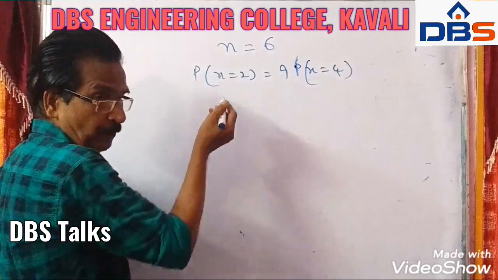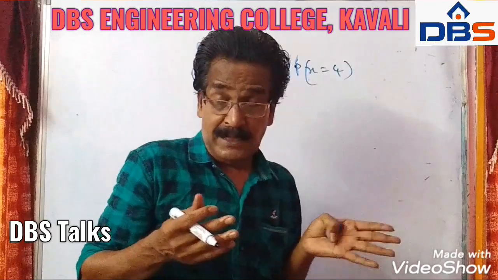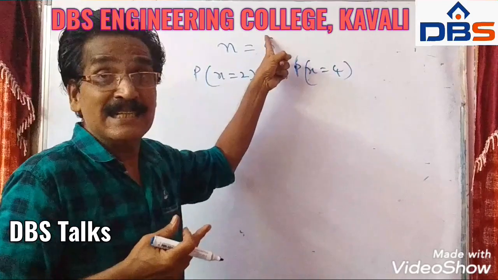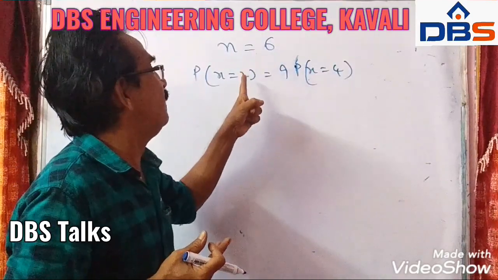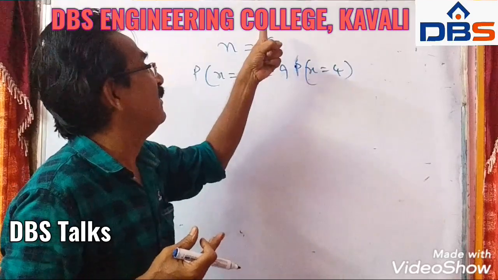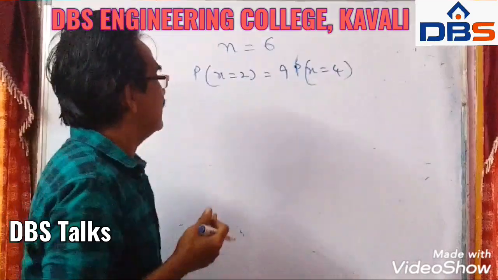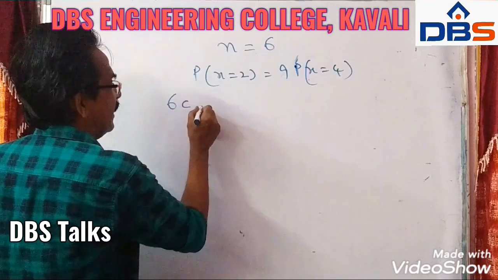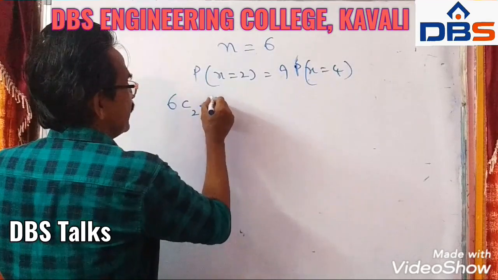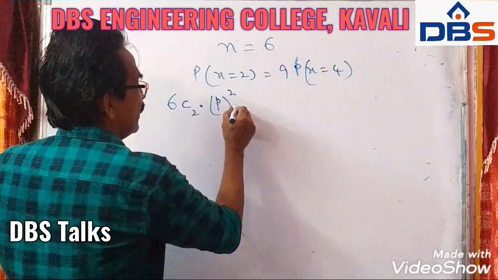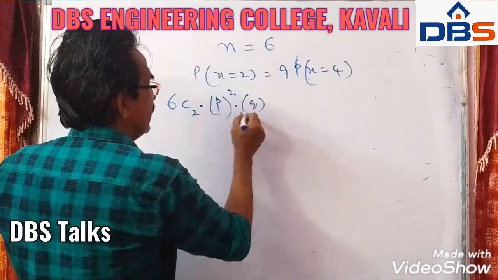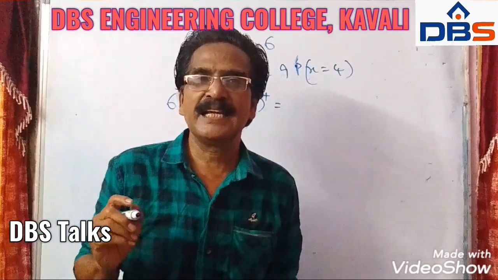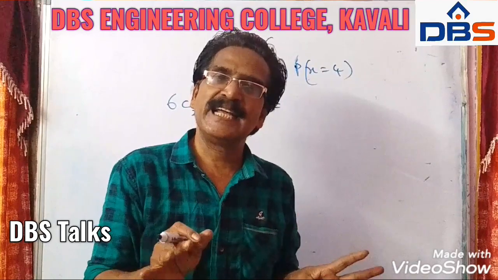P of x equal to 2. Because see, number of two successes out of 6 trials. Number of two successes out of n trials. That is, friends, nCr into p power r into q power n minus r. Here we don't know p and q, so we write them as they are, p, q.